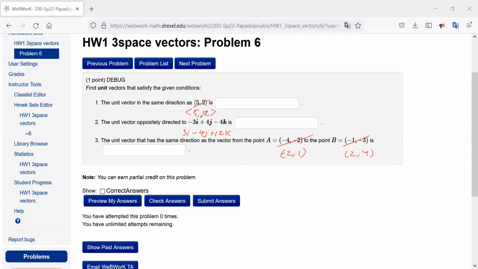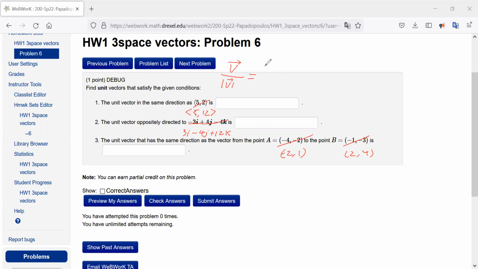Okay, so again, changing the constants here. We want to find the unit vector in the same direction as this. So how do we find the unit vector? Well, the unit vector is just going to be the vector divided by its norm.